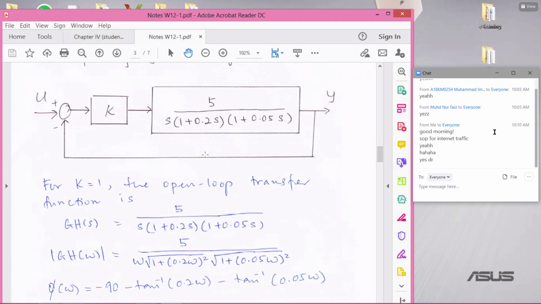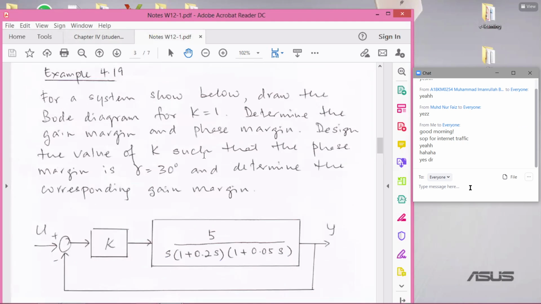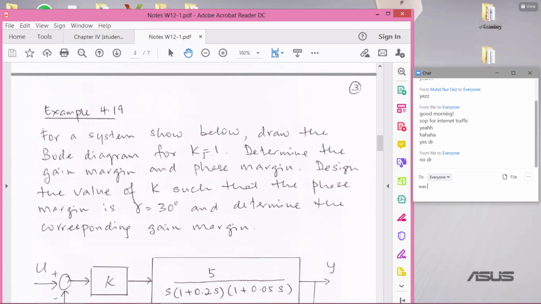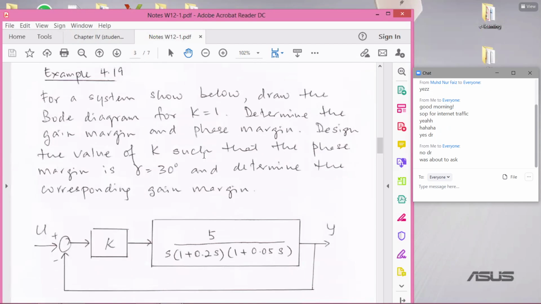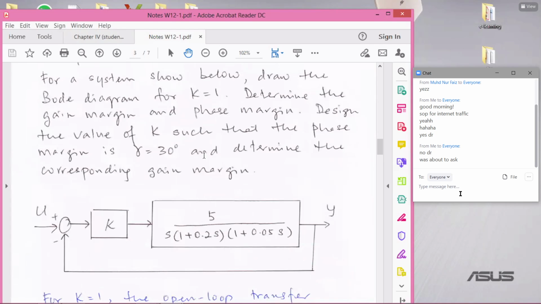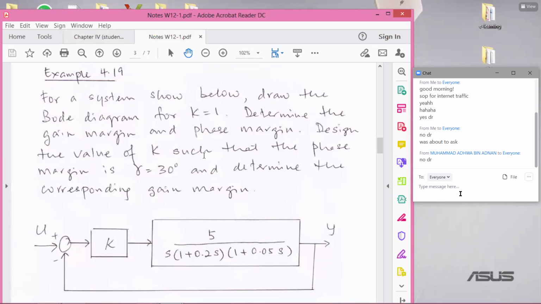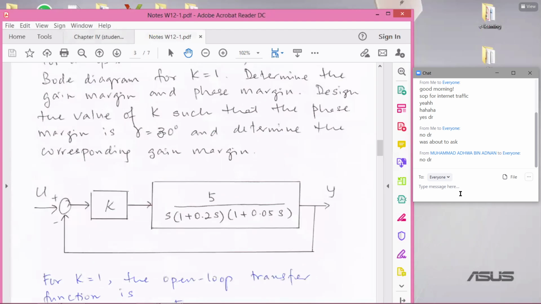Is this the same problem? What is this? Yeah. No, doctor. It looks like the same problem. Oh, never mind. The same problem or not the same problem, who cares, right?